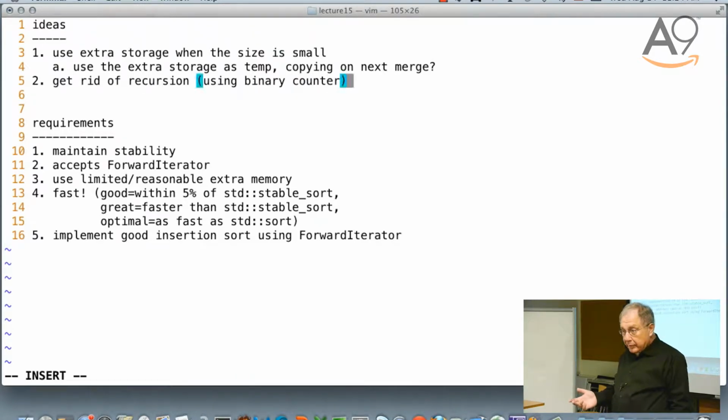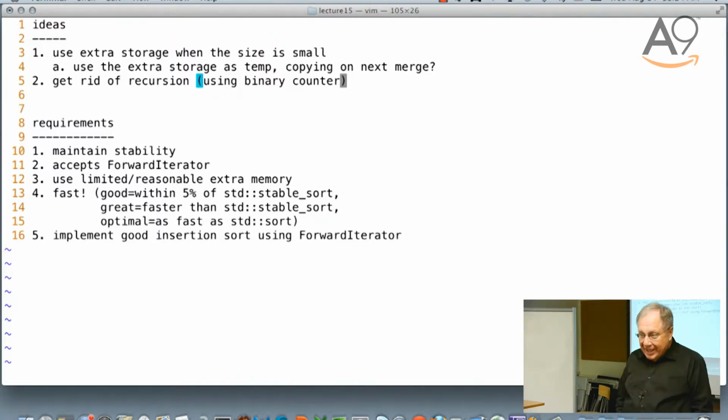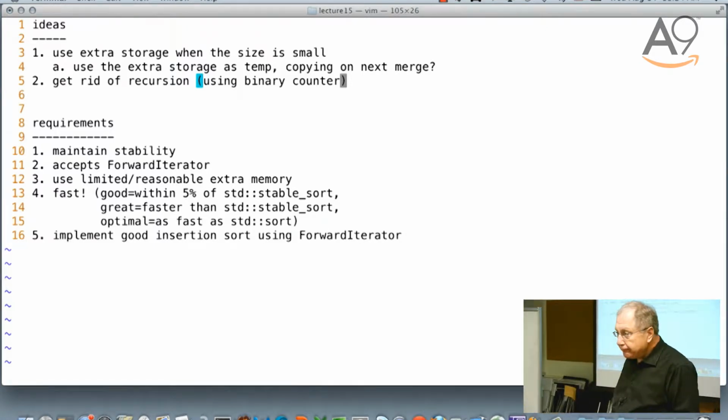I mean, I wasn't doing it to get rid of recursion. I was doing it to just make it easier to manage what to sort when. But yeah, it will automatically also get rid of recursion. Yes. But I mean, this will use the same amount of extra storage as recursion would have.